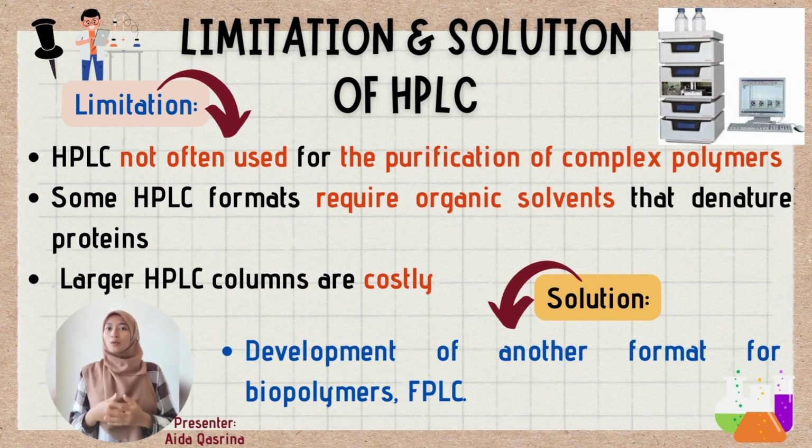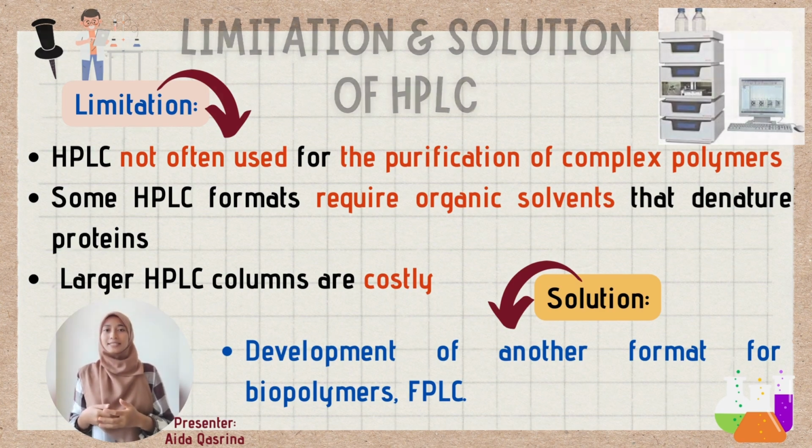Because HPLC is beneficial for the separation and analysis of lower molecular weight biomolecules, it is not often used for the purification of complex polymers such as proteins in active form. The reason for this is that some HPLC formats, such as reverse phase chromatography, require organic solvents that denature protein. Although larger HPLC columns are available, they are costly. So, the other problem can be handled by the development of another format for biopolymers, FPLC.